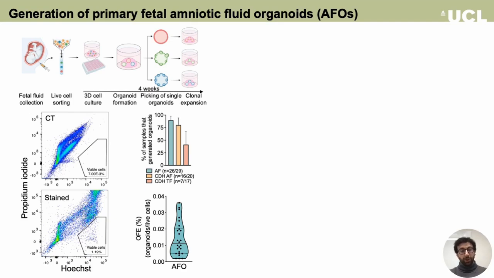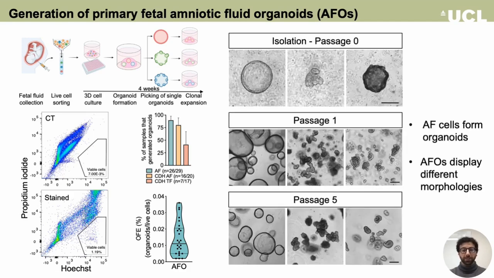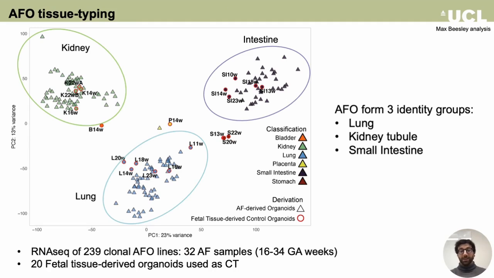We subsequently developed a methodology to isolate the viable cells from the fluid and then to culture them in 3D to make them form epithelial organoids of fetal origin, and these organoids display different morphologies. We then characterized the gene expression profile of the amniotic fluid organoids and found that they form three different groups that are the lung, kidney, and the intestinal organoids. For this presentation, I will focus mainly on the lung organoids.